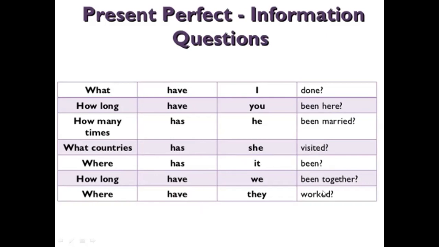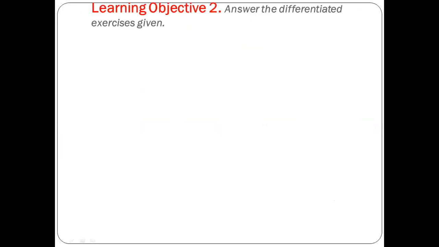How long have we been together? So WH, have, and then the subject we. We use have here because the subject is we, and then past participle. Where have they worked? Where is the WH, and then have. We use have because the subject is they, and then past participle. Take note of that.